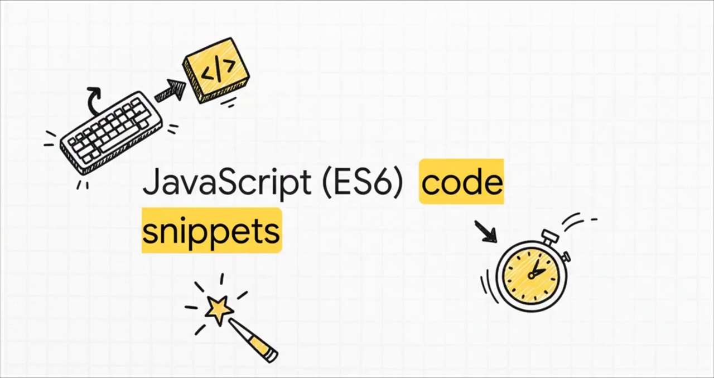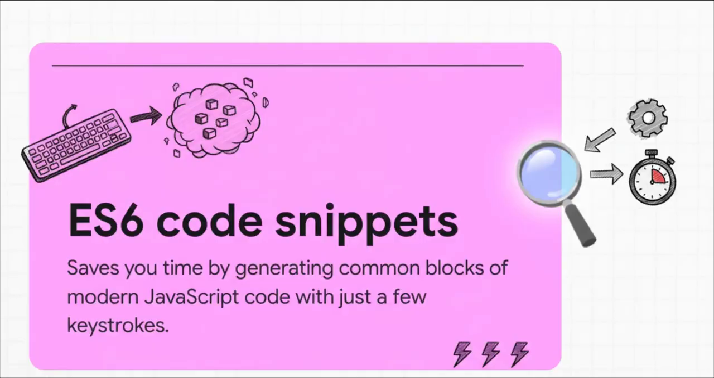All right, our next extension is all about one thing: speed. It's called JavaScript ES6 Code Snippets, and it is designed to make you a much, much faster coder. You know how in modern JavaScript there's a lot of stuff you have to type over and over and over again? Well, this extension gives you a ton of shortcuts. You just type a few letters, hit the tab key, and boom, it generates an entire block of code for you. It's all about writing less and doing more.